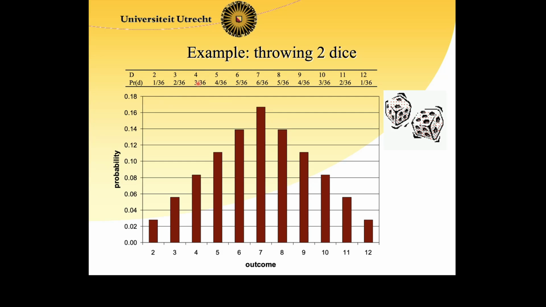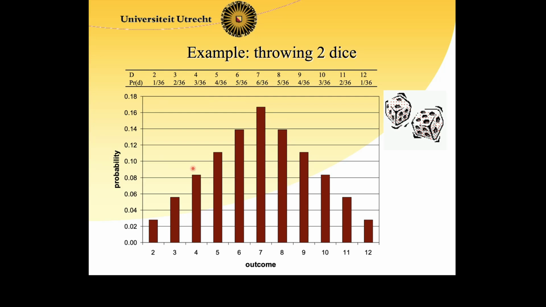For 4, we can reason the same. We can have 1 and 3, 2 and 2, and 3 and 1, right? And in all these cases, we end up with 4. So there are 3 different possibilities that give a sum equal to 4. So the probability is 3 over 36, and so on. This gives us the probability distribution of the outcome of throwing two dice.